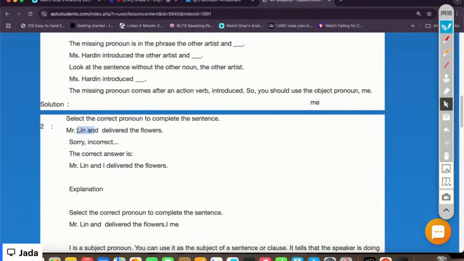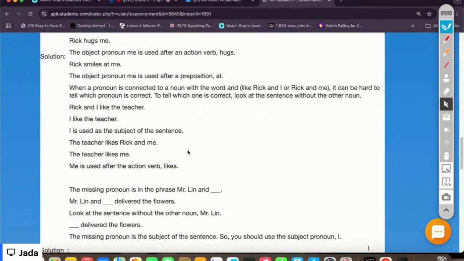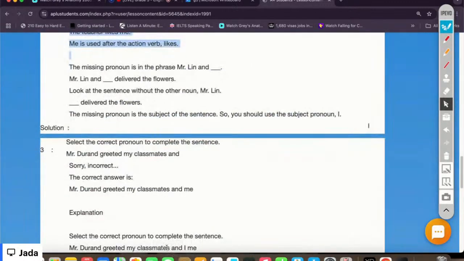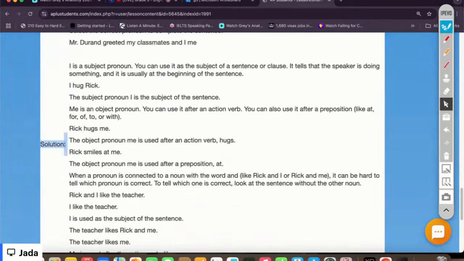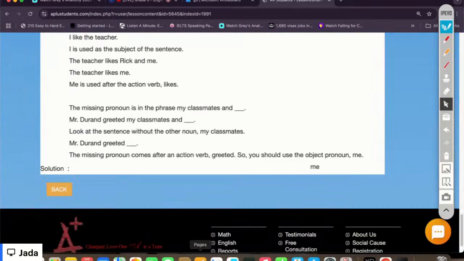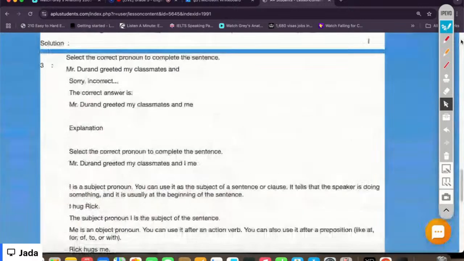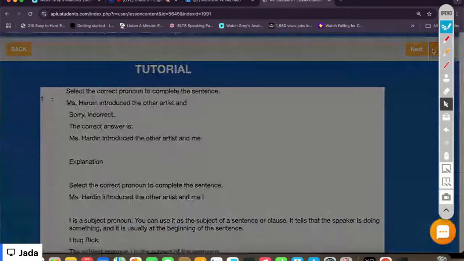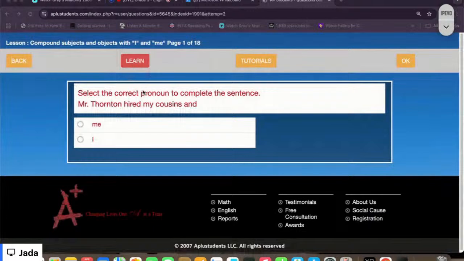Now this is a very typical example of having the noun and the pronoun, right? So you can take away the noun here and say, I delivered the flowers. If you put I here, it totally works. Okay? Mr. Durang greeted my classmates and what? And me, object pronoun. It's after the action verb greeted.